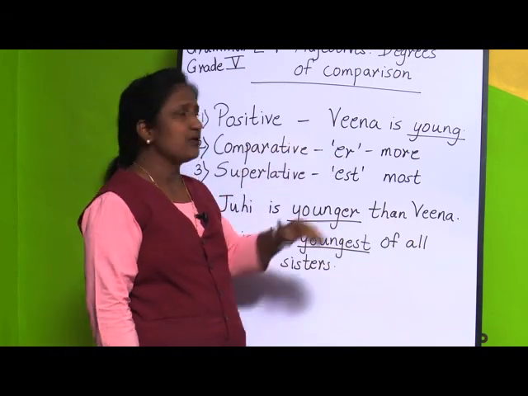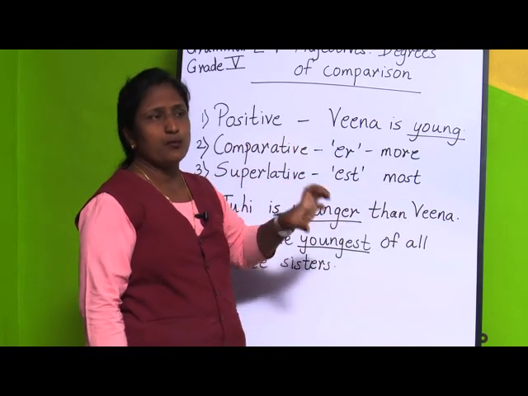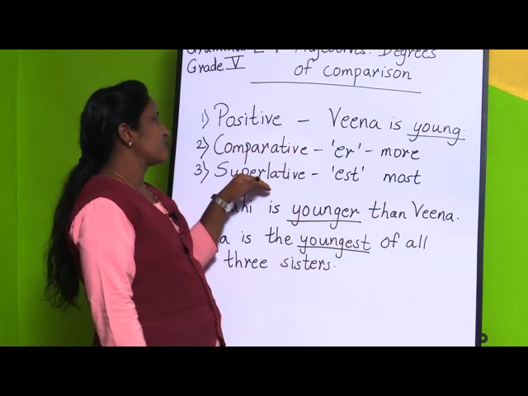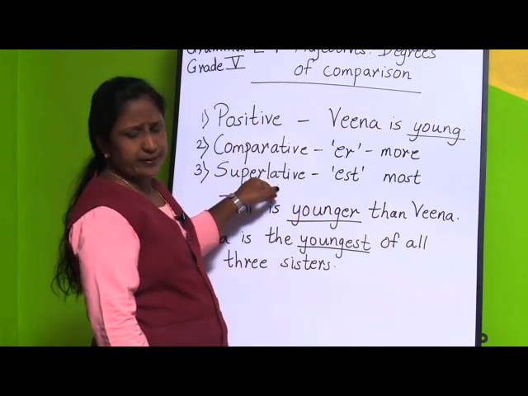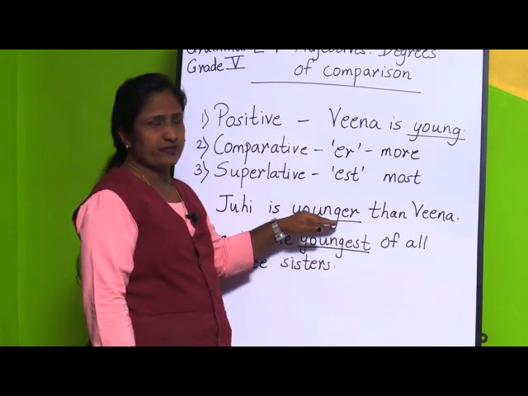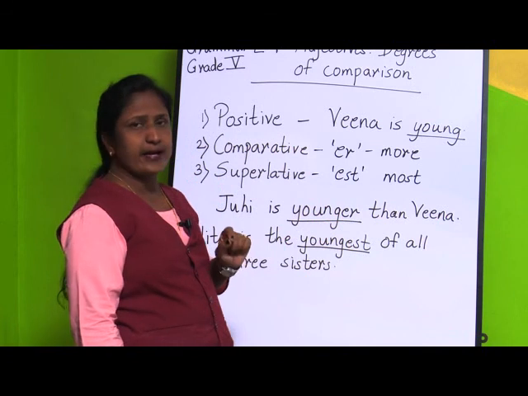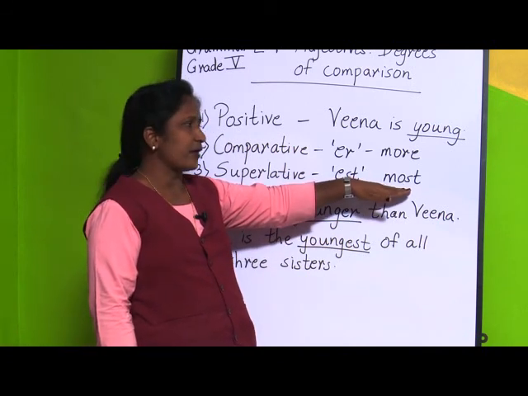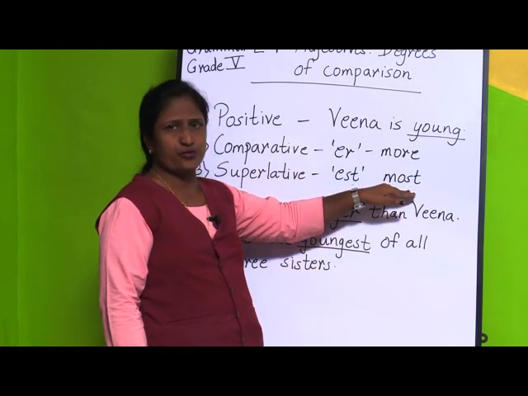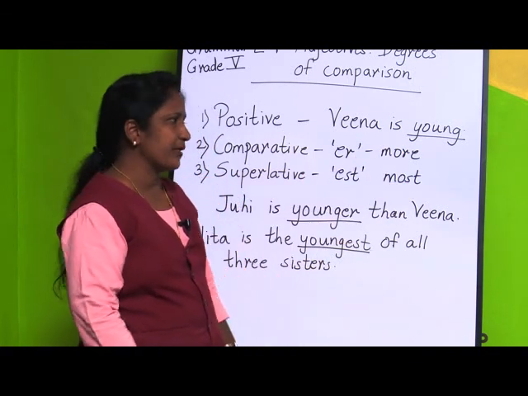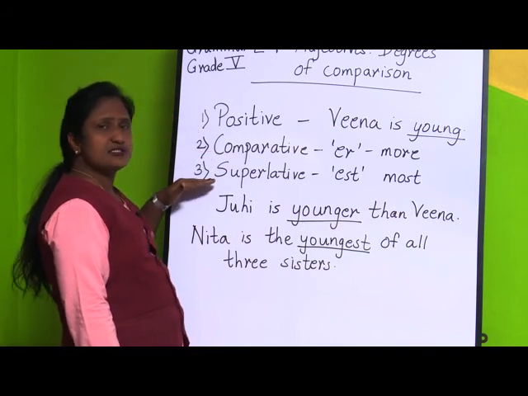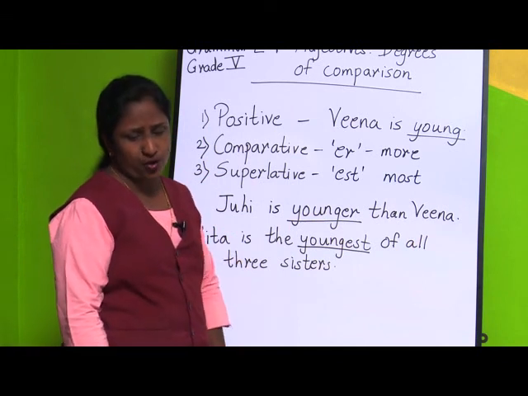And if the words are bigger, we add more, for example, more beautiful, more intelligent. There we add more before the adjective for the comparative degree. Then what is superlative degree? Here the comparison is between more than two persons or things, and we add est to the adjective, or if the words are bigger, we add most before an adjective. Suppose I have taken more beautiful for comparative degree, in superlative degree I will say most beautiful or most intelligent when the words are bigger. I hope you have understood all these three degrees of comparison. So, this was all about degrees of comparison.